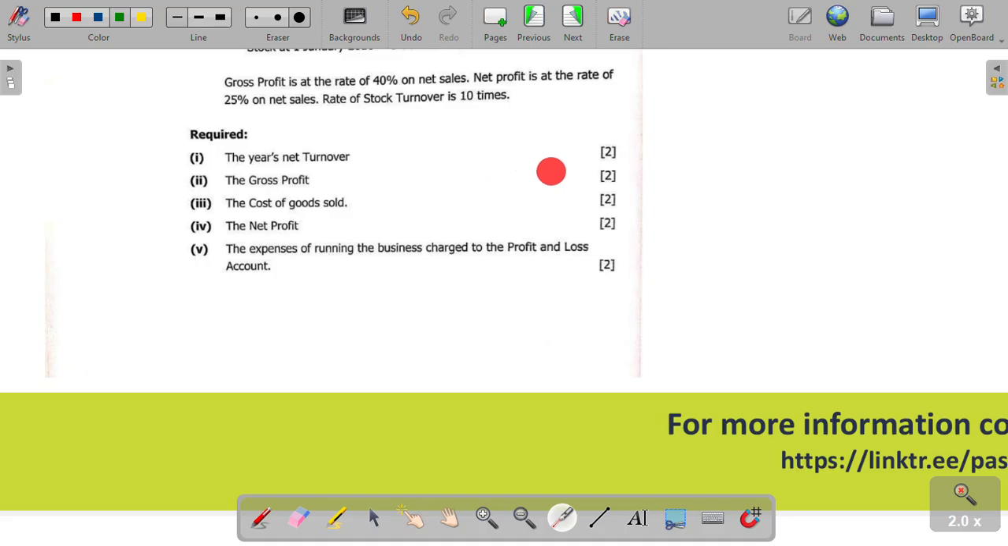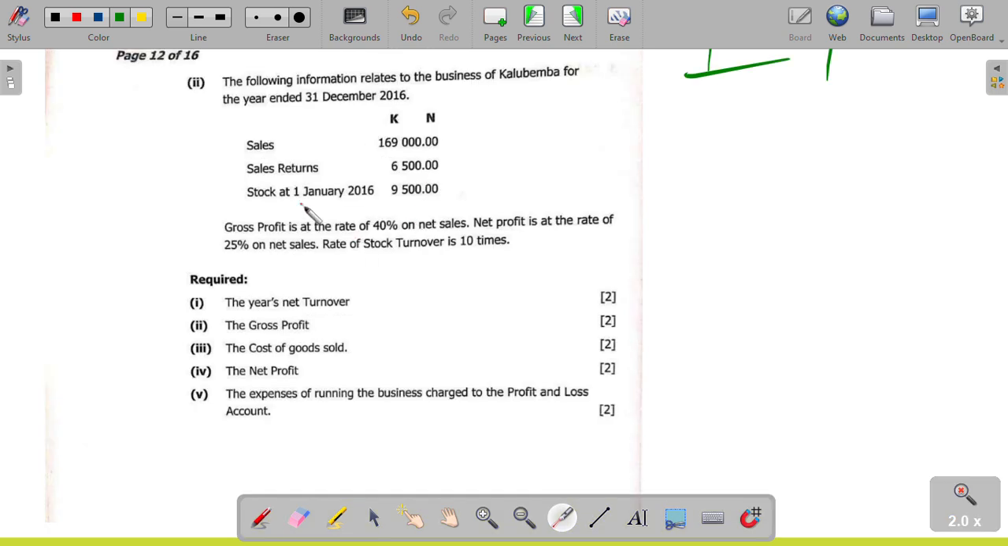the year's net turnover, so you need to calculate the year's net turnover. Okay, so now the net turnover is calculated by subtracting returns from total sales. So sales minus, deduct sales return.